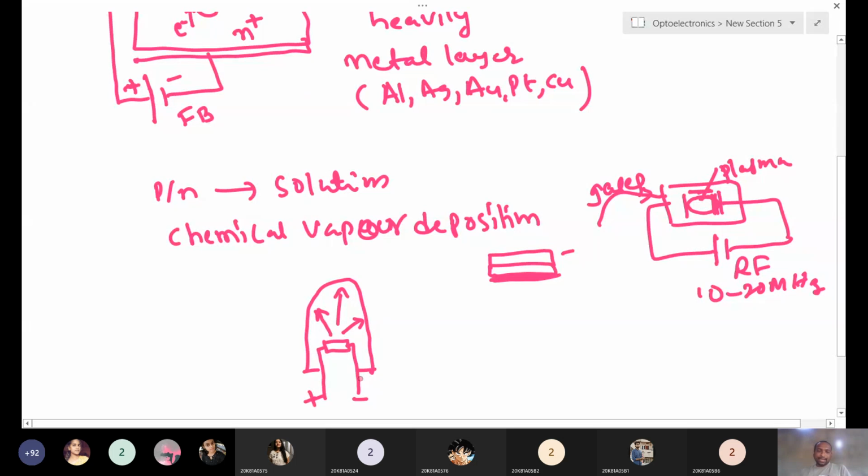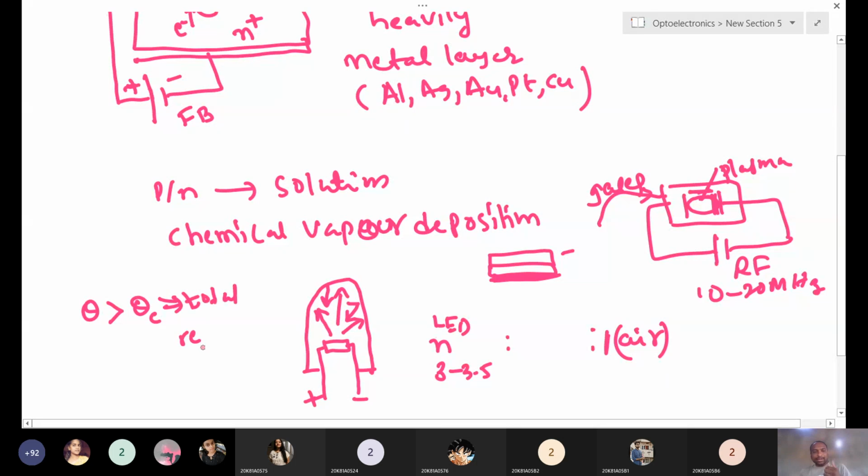Here the LED material refractive index is about 3 to 3.5, and the air medium refractive index is always 1. Sometimes when light hits this surface, it will reflect back. This happens when the angle of incidence is greater than the critical angle, and total internal reflection takes place. So the light will not enter the other medium; it reflects into the same medium.